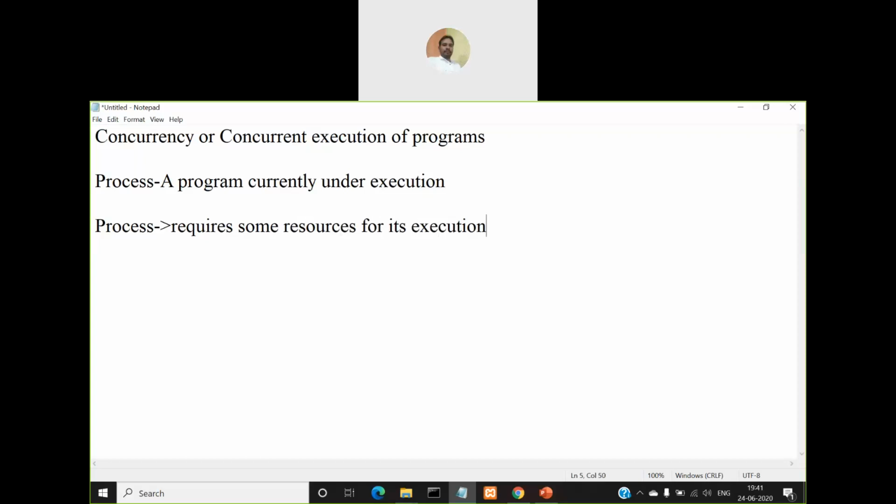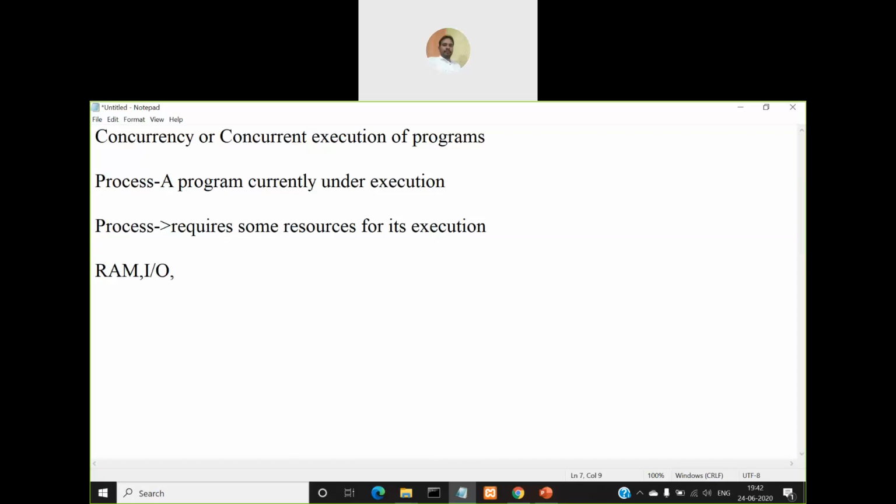right? So what are these resources? First of all, the process must be saved in the RAM, or it must be loaded into the RAM. So RAM is one resource. Okay. Then it will use some input. Your program may take some input from any input device, or it may generate some output also and display it to the user by using any of the output devices. Right. So it also requires some input and output devices for completing its execution.